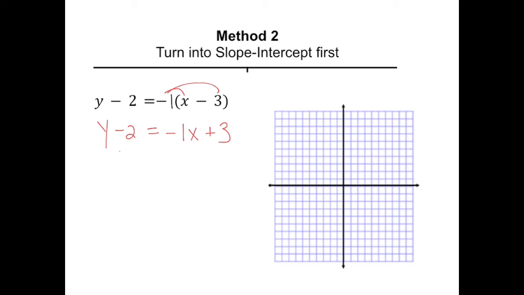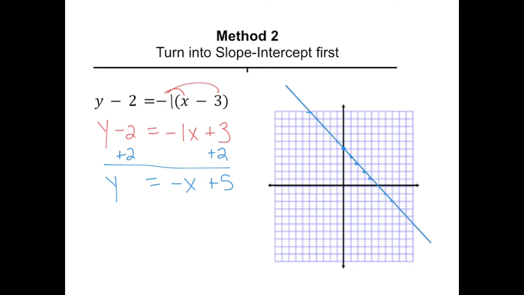Then I can add 2 to both sides to isolate the y. And we're isolating the y again just so that it starts to look like slope-intercept form. So in this case, I'm going to start my graph at +5. And I have a slope of -1, so it's going to go down and to the right, consistently over and over again, or up and to the left, consistently over and over again. And I can use those to connect to make a line.